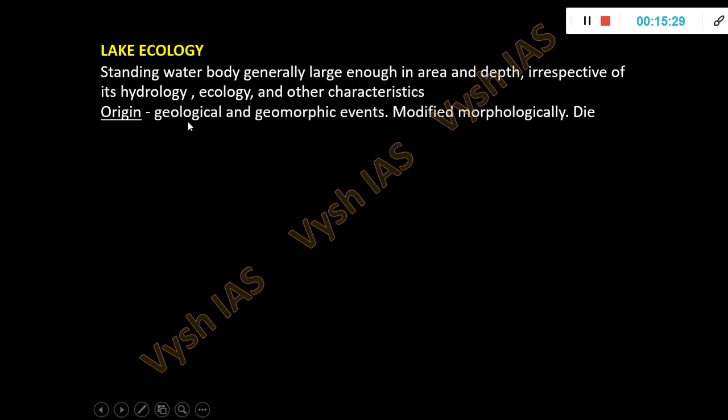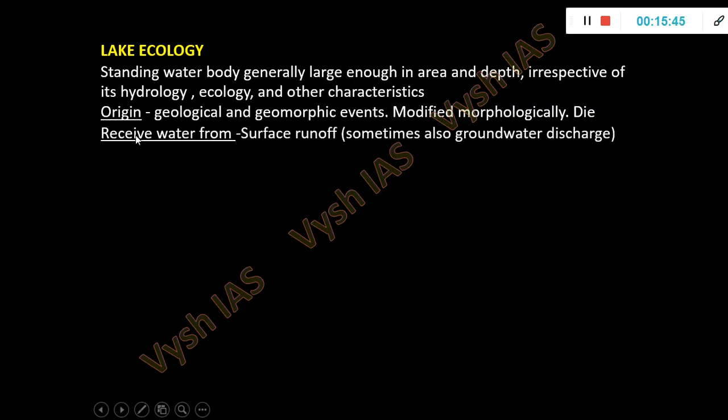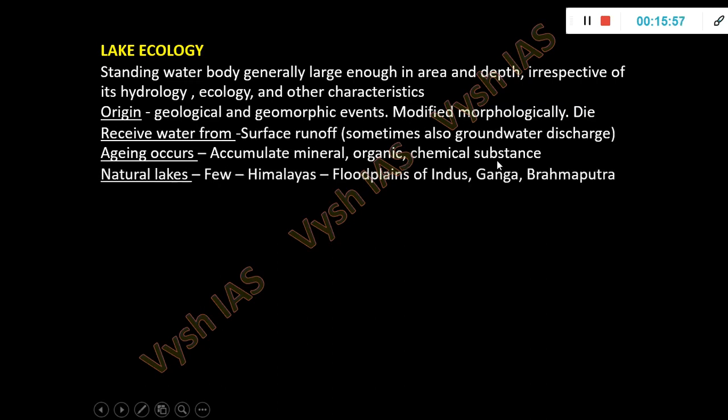Okay, geological means earth related movements, and geomorphic means the physical movements which happen over time, where the land is modified morphologically. Geographical physical changes happen, and in a lake's lifetime it keeps going like this, and finally it will die out. Okay, so it receives water from where? Either surface runoff or groundwater discharge. Two types from where it can receive water. Aging occurs. When aging occurs, it will accumulate mineral, organic and chemical substances before it dies out.